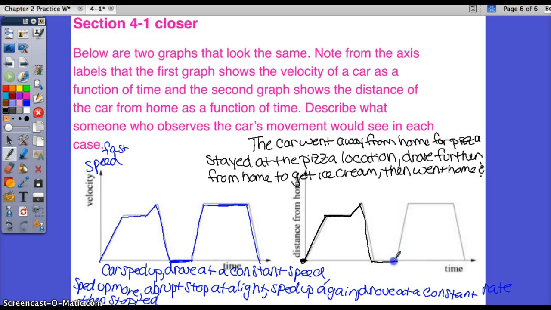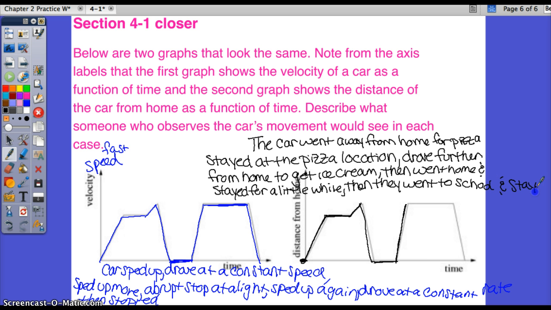Then they went home and stayed there for a little while. Then they drove away again. Now they're far away from home again. Maybe then they went to school, and stayed, because now it's constant again.